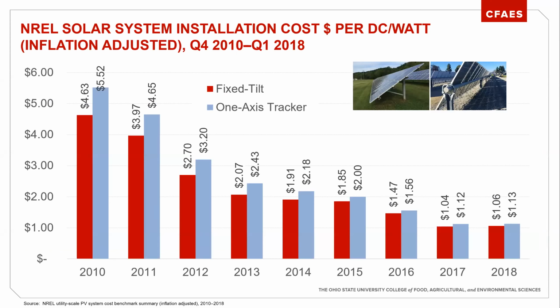So here in the chart, you can see where those cost trends have gone. We've basically seen a 77 to 80% reduction for both technologies from 2010 to 2018. But as you can see in 2010, there's a little more of a gap between the two types of systems, whereas in 2018, it's really closed up to where they're pretty price comparable. And again, you're going to get significantly more production from a single axis tracker system.